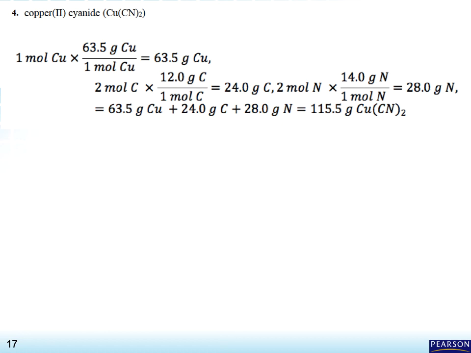So this time I have 1 mole of copper, which is 63.5 grams per mole, which comes out to 63.5 grams of copper. I have 2 moles of cyanide. Well, cyanide is CN, so I have 2 Cs and 2 Ns. So you'll see in my calculations, I do 2 moles of C times 12.0 grams per mole, which is 24.0 grams. I have 2 moles of N times 14.0 grams per mole, which is 28.0 grams. And then I add the 3 together, 63.5 plus 24.0 plus 28.0 comes out to 115.5 grams. So you'll notice that the parentheses and the 2 only go to carbon and nitrogen, not to copper. So that's the reason why we used them originally, and when you're calculating masses, that will also come in handy.